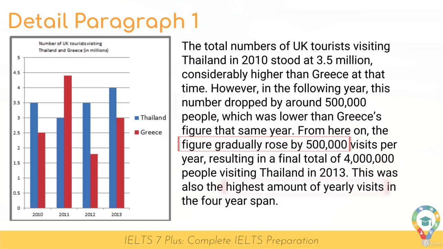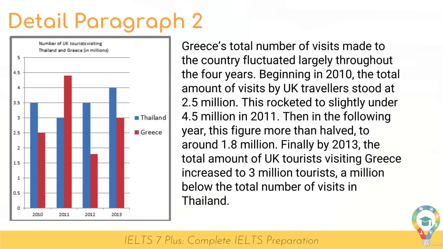Let's see the second detail paragraph for Greece. I began my second detail paragraph with a general statement saying that Greece's numbers fluctuated largely throughout the 4 years. I then started describing 2010 and gave the figure of 2.5 million. Next, I used rocketed to describe the big increase in 2011.